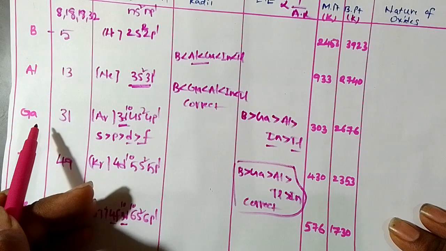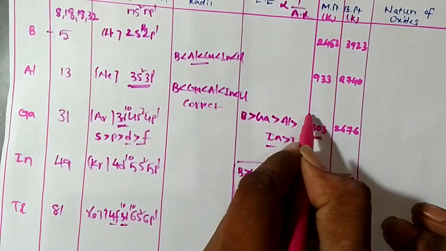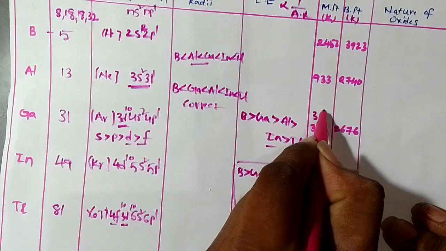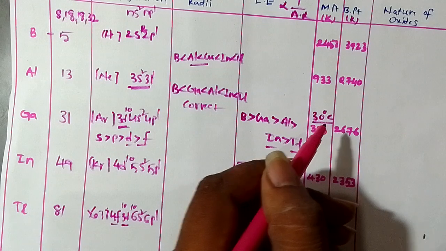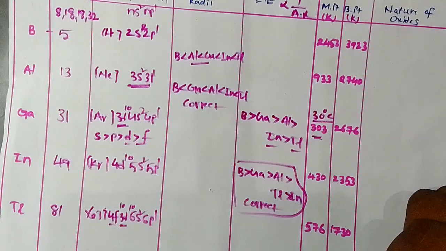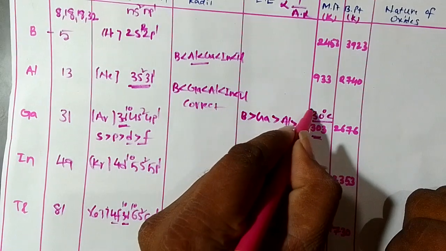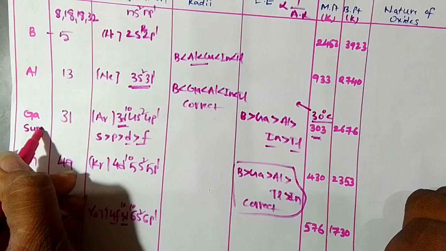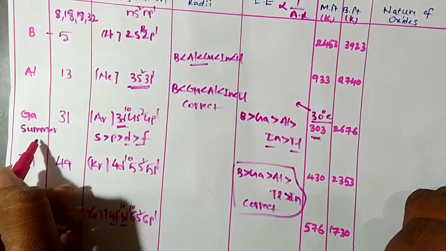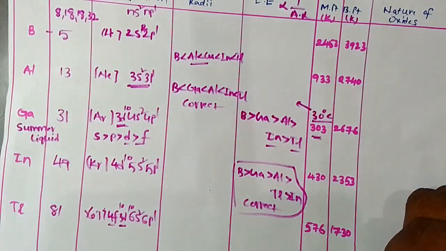Now coming to gallium. The melting point of gallium is 303 Kelvin, that means 30 degrees Celsius. So that means it exists as a liquid in the summer season, and in the remaining seasons it can exist as a solid. That's why gallium is also called summer liquid, because in the summer season it exists as a liquid. In the remaining seasons it can exist as a solid.